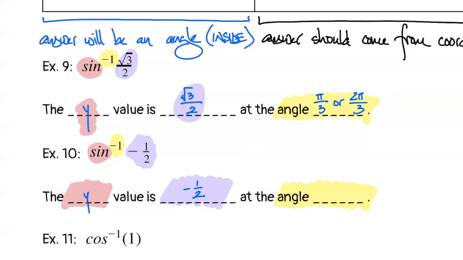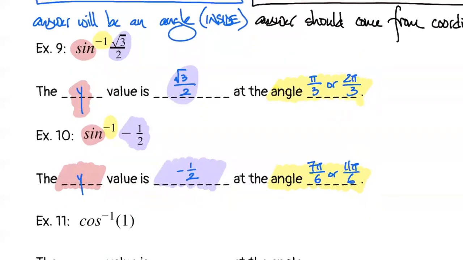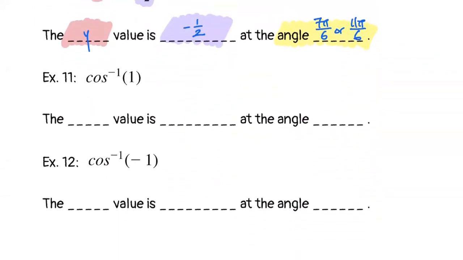Great. Looks like we've got 7π/6 or 11π/6. Great. All right. So let's take a look at examples 11 and 12. I ask myself first, am I looking for a coordinate or an angle? Right? -1 in the exponent means I'm finding an angle.